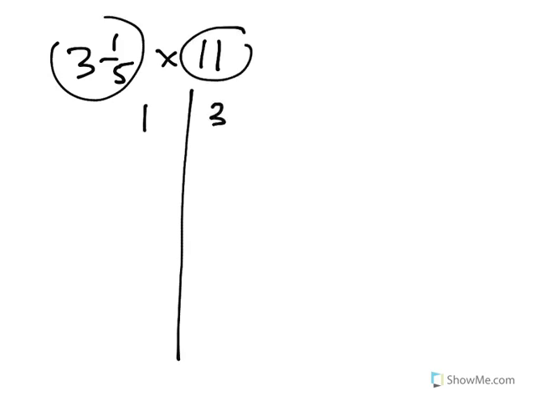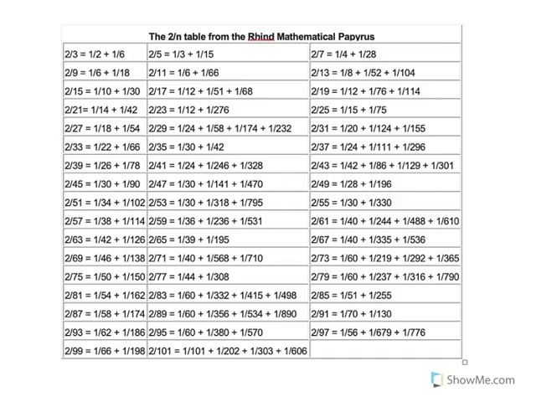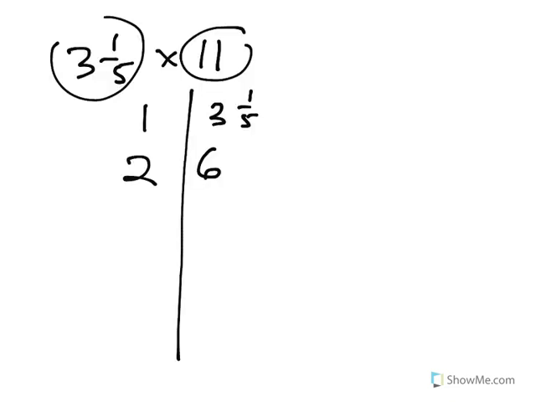So remember, I go like this: 1, 3 1/5. Now I double each side. Well, when I double the 3, it becomes 6. But when I double the 1/5, it becomes 2/5. But there is no number for 2/5. So I go back to the chart and look up 2/5, and I see 1/3, 1/15, and that's what I put here.